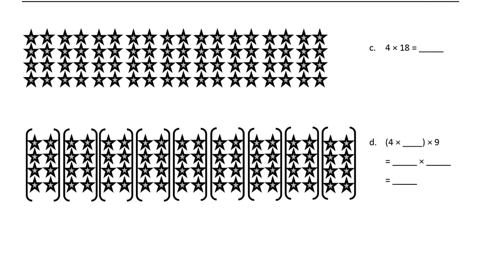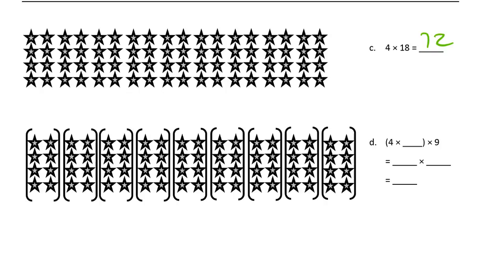Now we're looking at a 4 by 18 array. Again, if you know your 18s really well, you could get this right off the top of your head. It's 72. And I'll show it to you. So these are rows of 18, right?